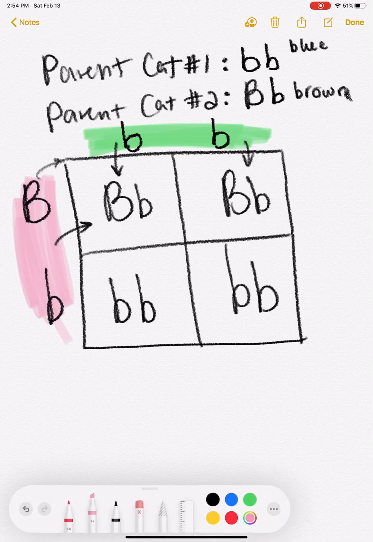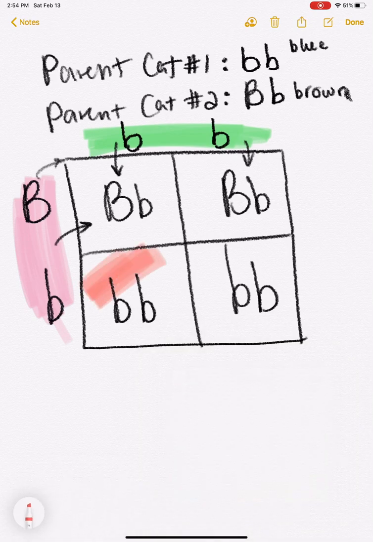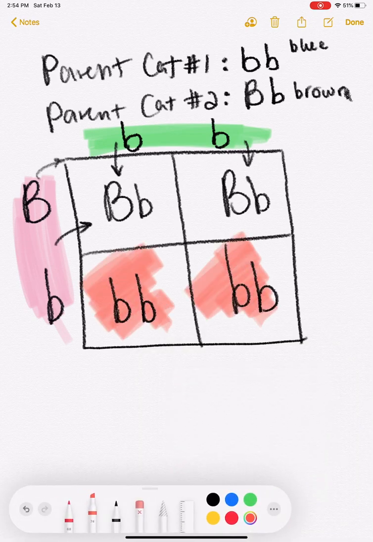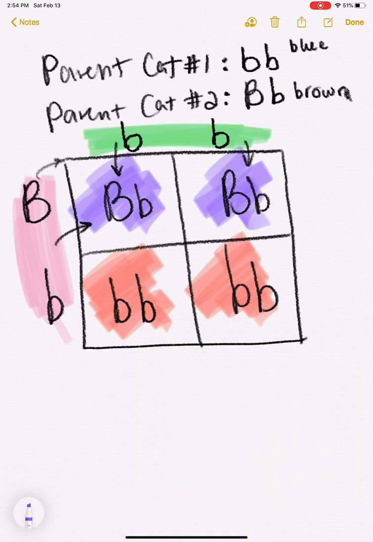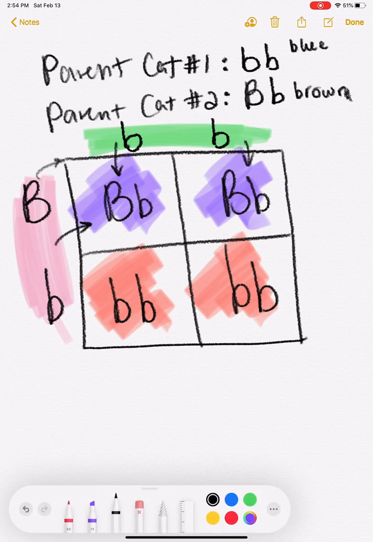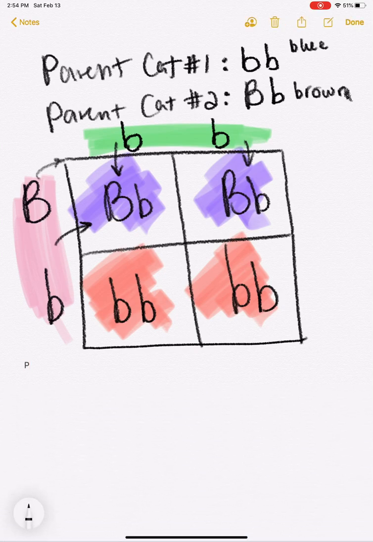So blue eyes, the only way a kitten can have blue eyes is if it has two lowercase b's. We see that here, we see that here. And then the other boxes we can see that there's a capital B in there, so it has that dominant trait. So the kittens are automatically going to have brown eyes. So then now let's count. What percentage of the kittens will have blue eyes?